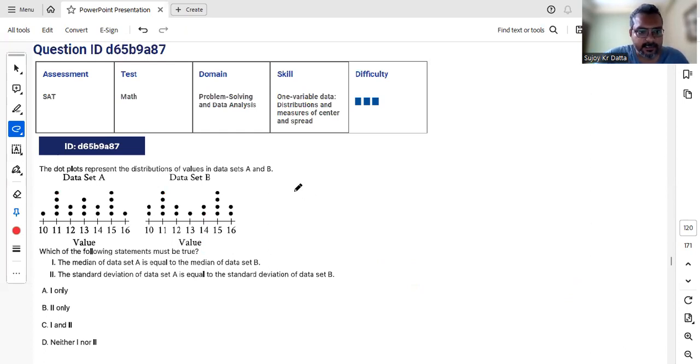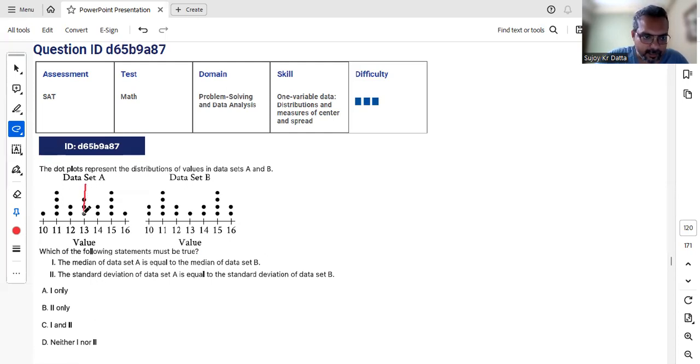So here, this one says that the dot plots represent the distributions of values in sets A and B. They are asking you which one is true, whether the median is equal or the standard deviation is equal, etc. So how do you solve this? Remember a very nice little trick in these dot plots. Do you see any line of symmetry?